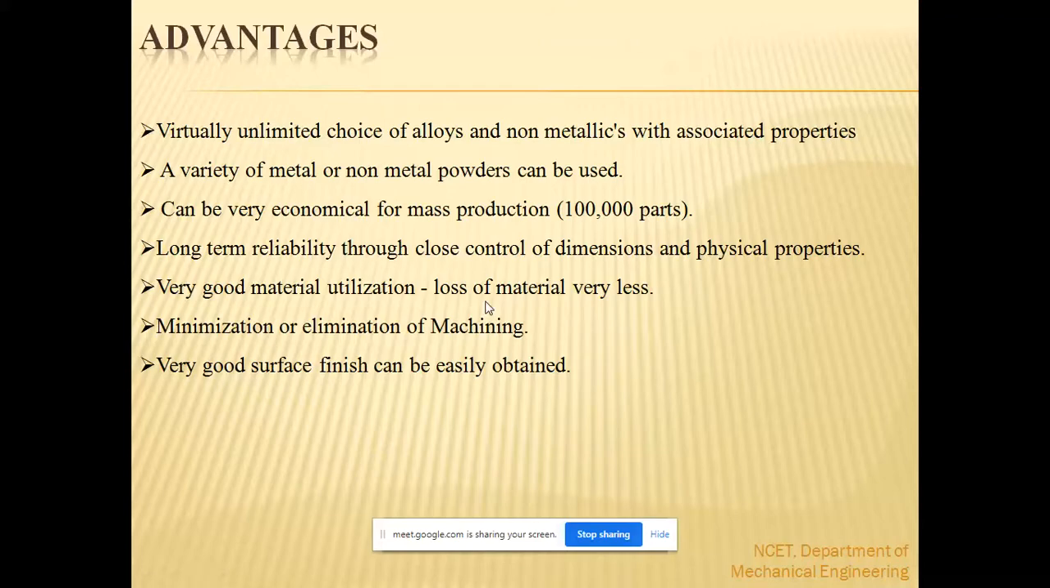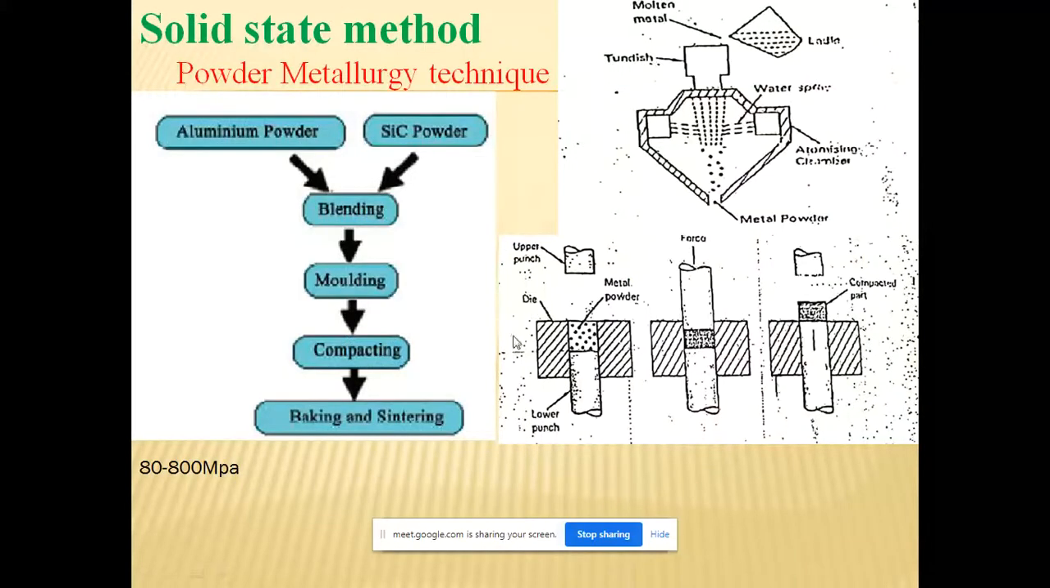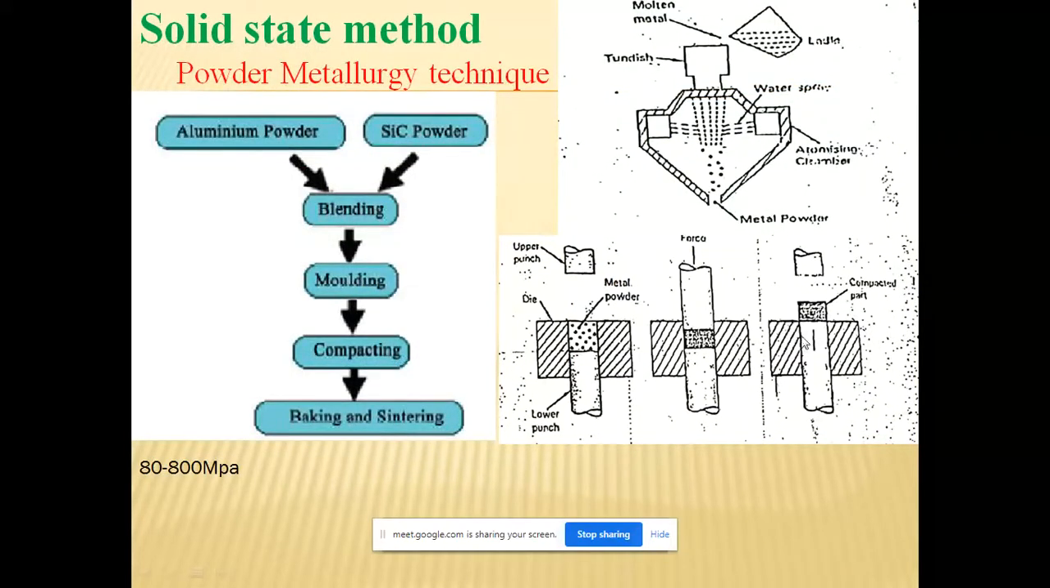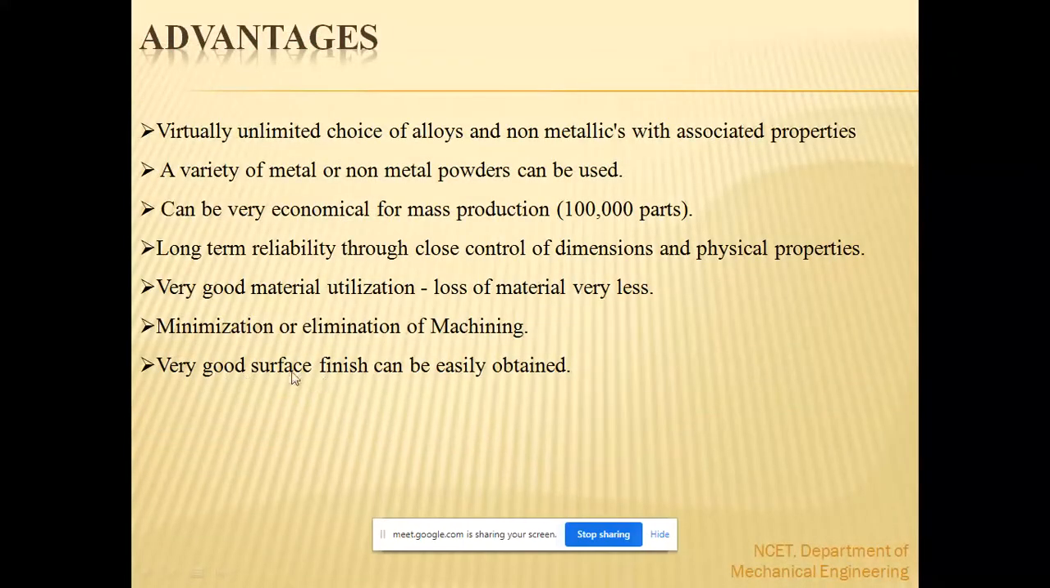That was another advantage. And the machining process can be eliminated. See how the machining process is eliminated: by preparing a die or mold of the required dimension and using it, we can eliminate machining, since we are compacting here. Dies are super finished and very hard, and the material is soft. Then the surface finish is going to be very good. That was the other advantage.